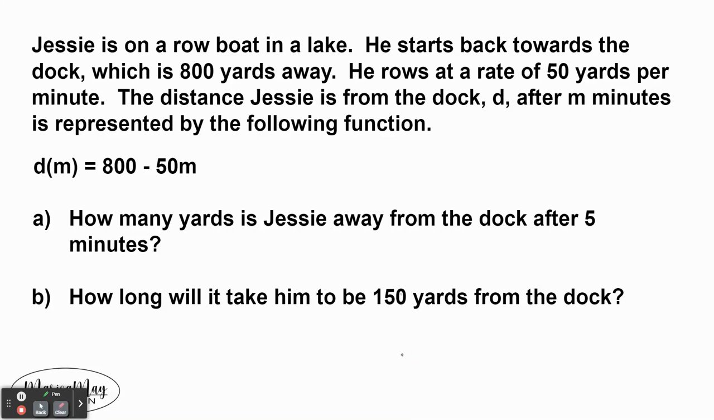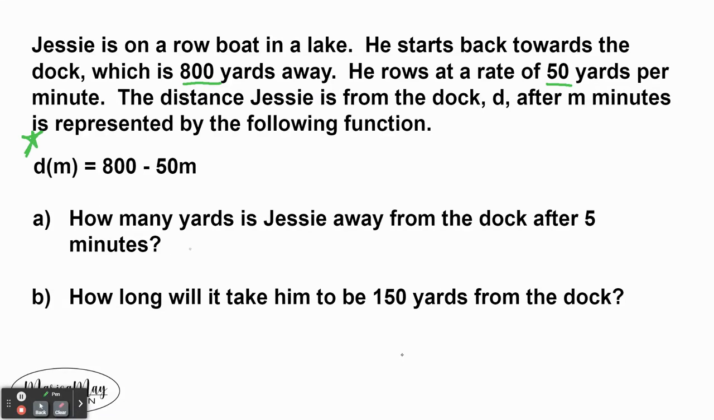All right, let's take a look at this problem. Jesse is on a rowboat in a lake. He starts rowing backwards towards the dock, which is 800 yards away. He rows at a rate of 50 yards per minute, and the distance Jesse is from the dock, D, after m minutes is represented by the following function.